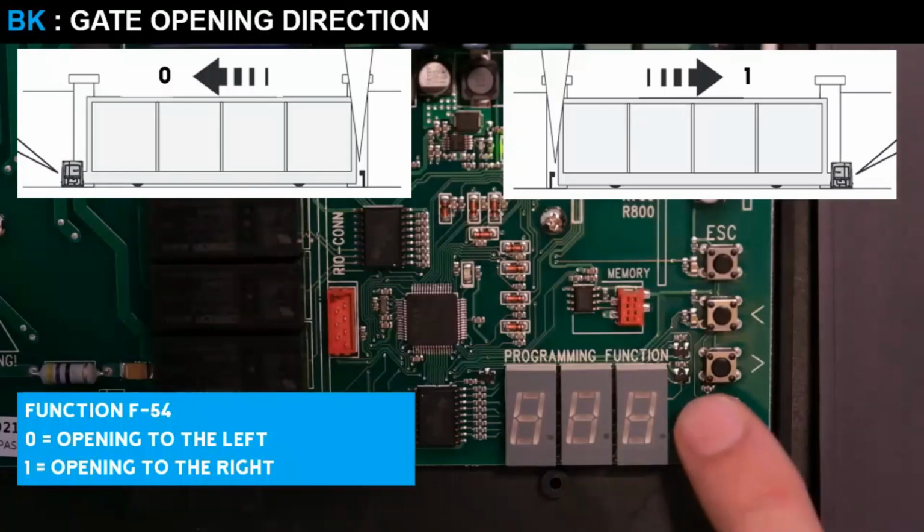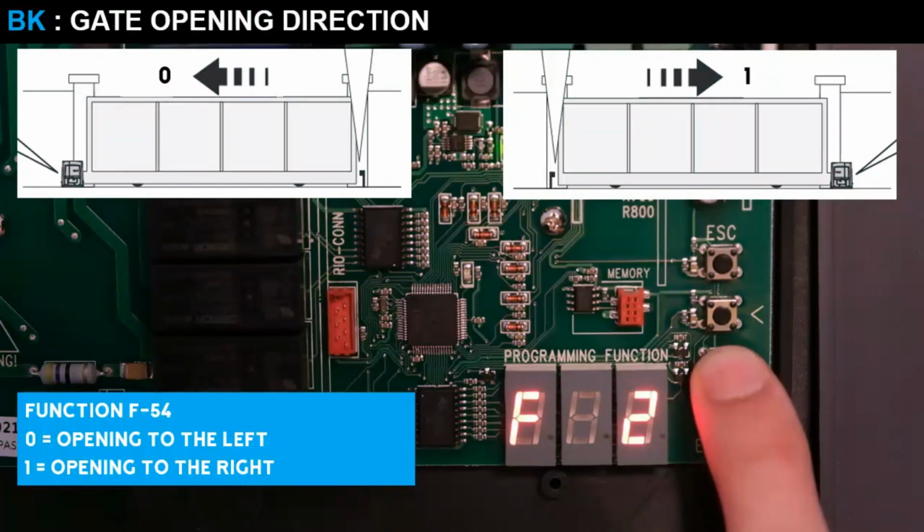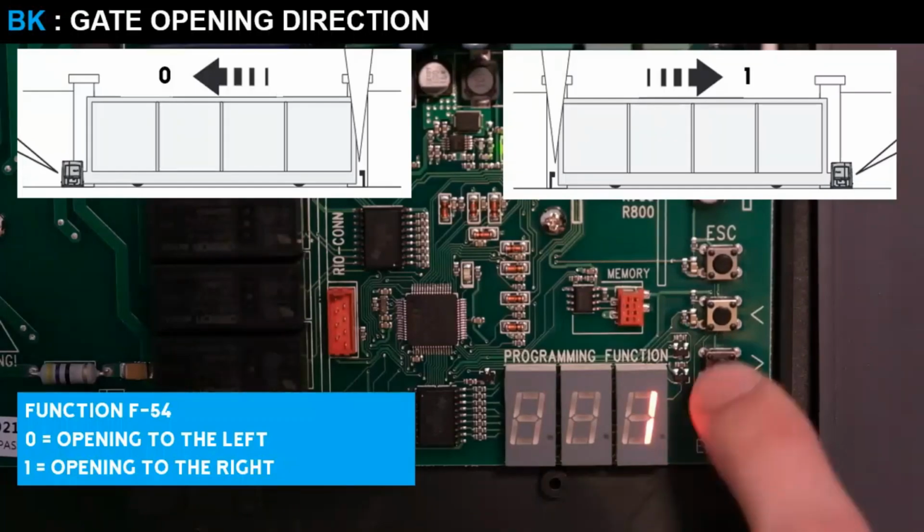The first parameter to set is the opening direction, using function F54. Select 0 for gate opening to the left, or 1 for gate opening to the right.